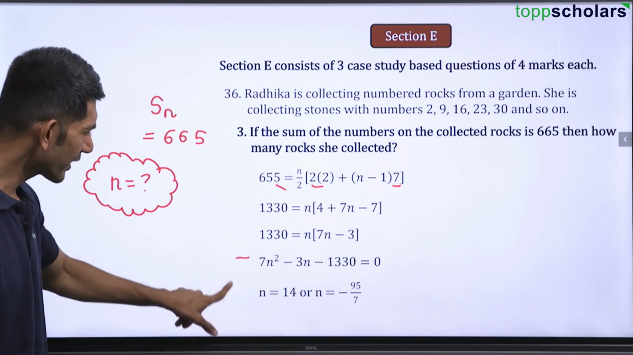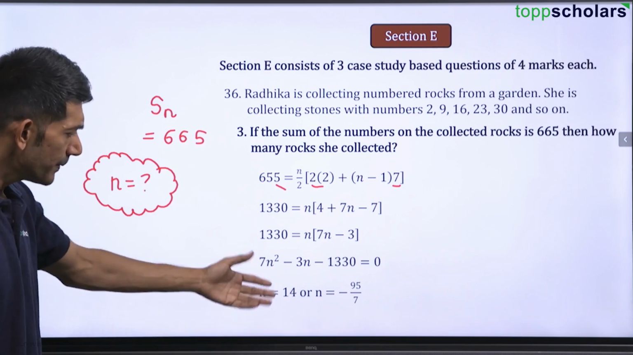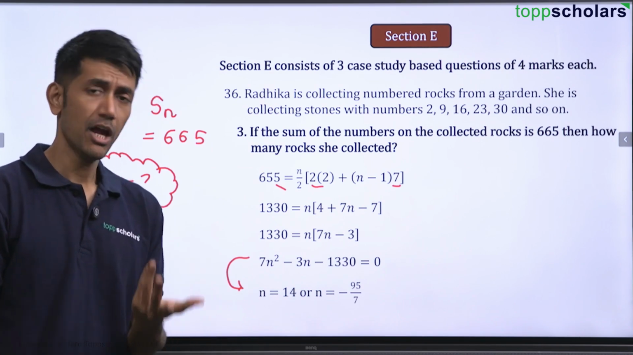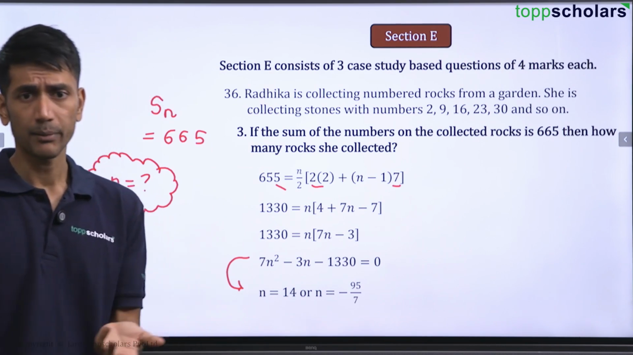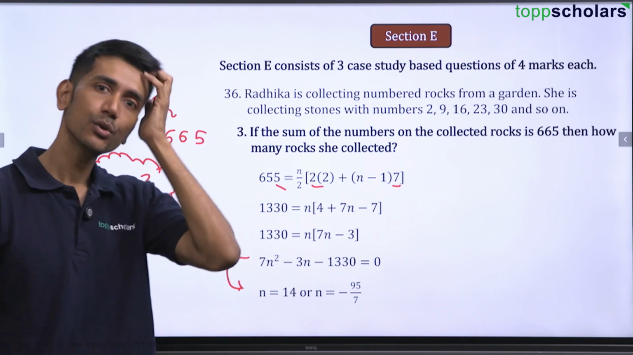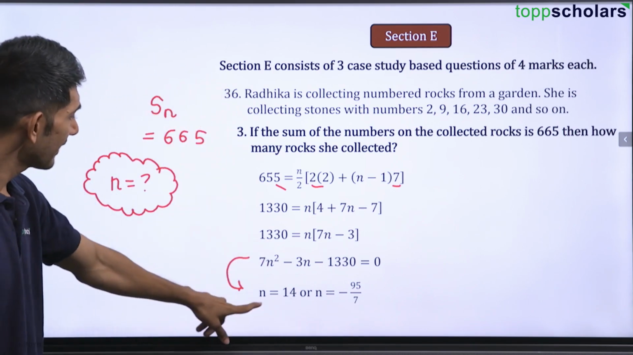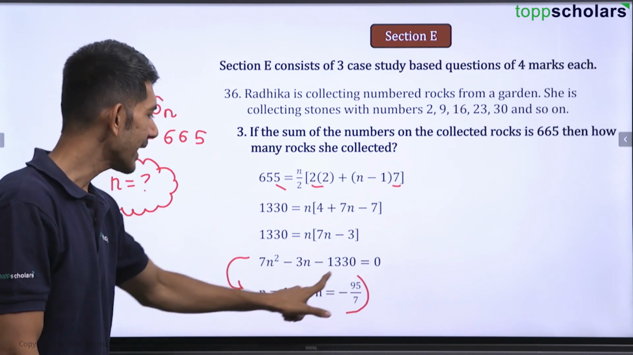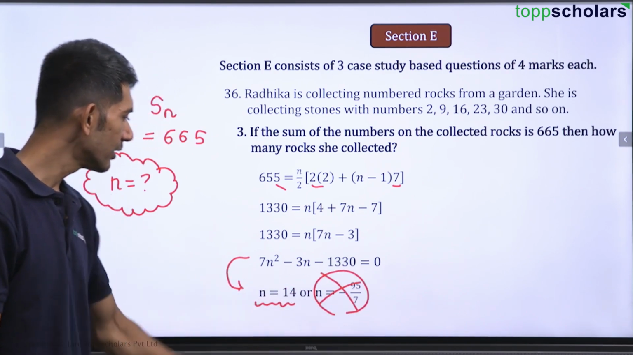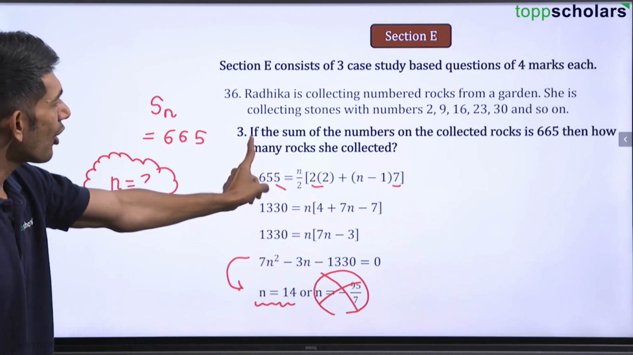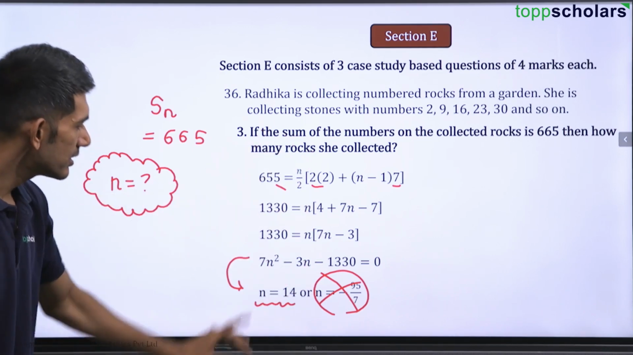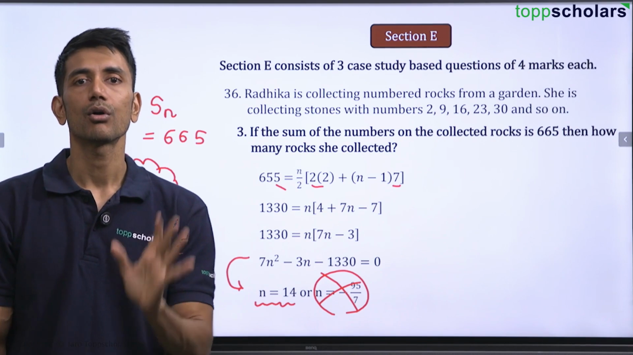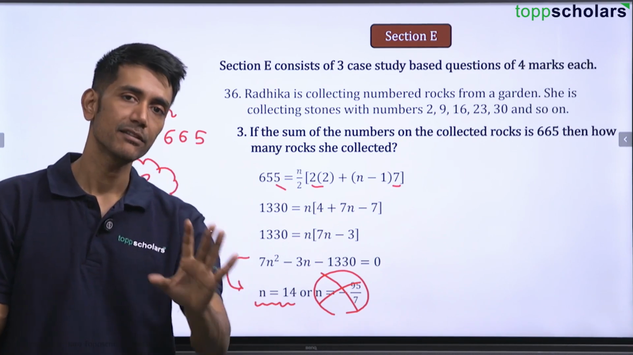And once you get a quadratic equation, I am not solving it entirely for you. You can do this easily. If you want to do it by formula method, you do it by formula method. If you want to do it by factorization, you can do it by factorization as well. And then you get the value of n as 14. And obviously n cannot be negative. This is gone. So n is 14. How many rocks she collected? She collected 14 rocks. That is the final answer.